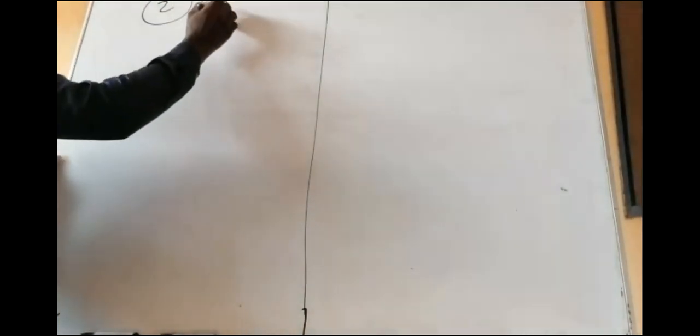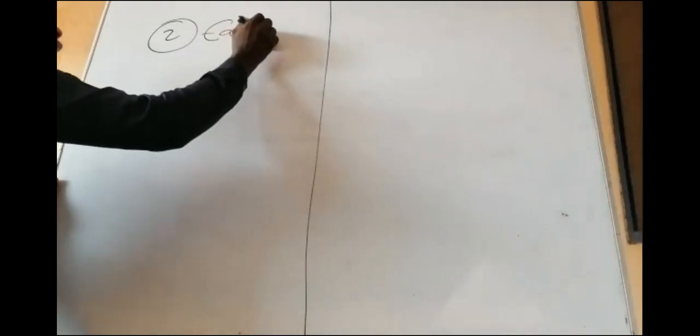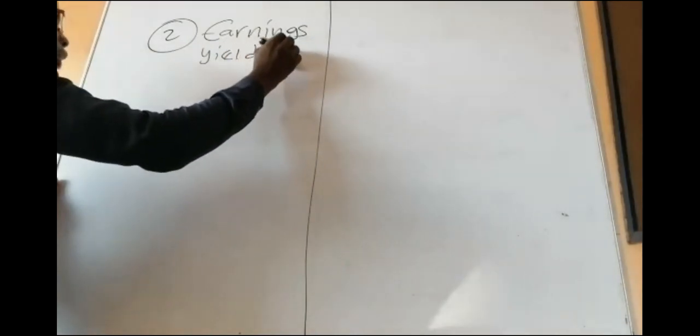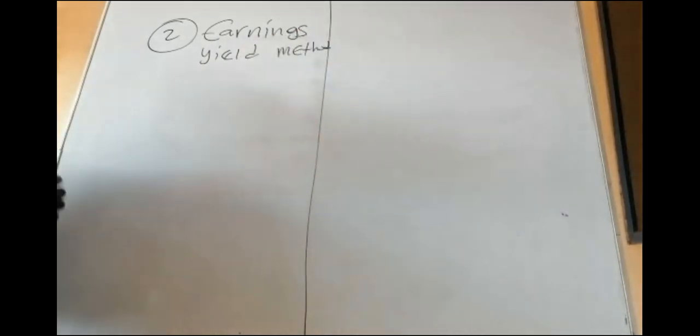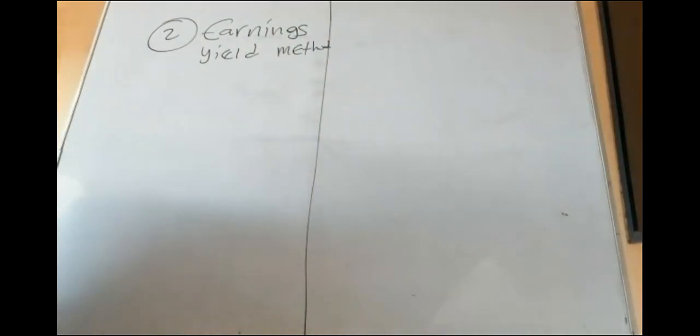So the earnings yield method. The next method is number 2, the earnings yield method. That is today's section.